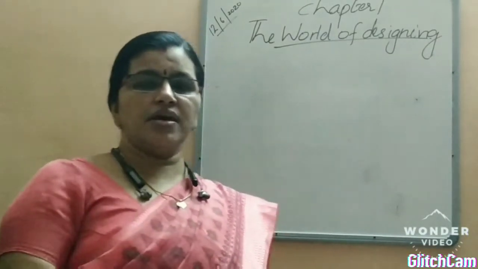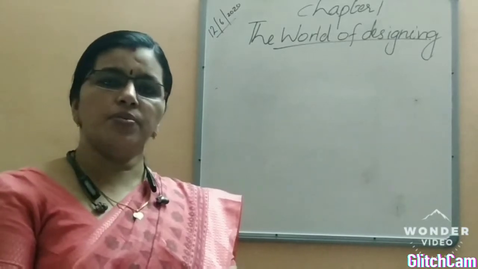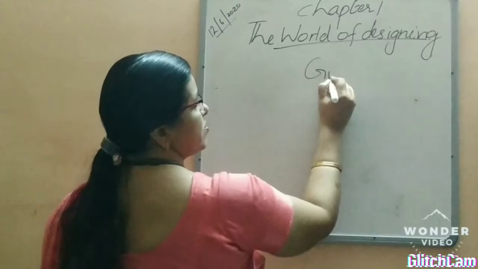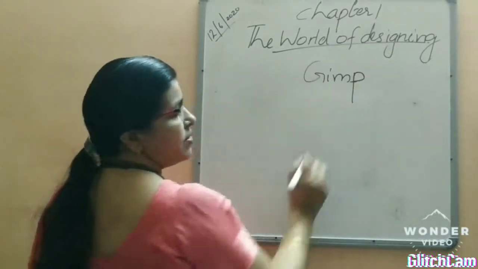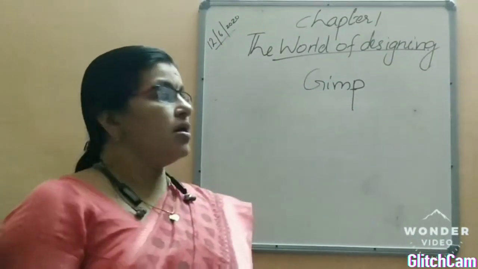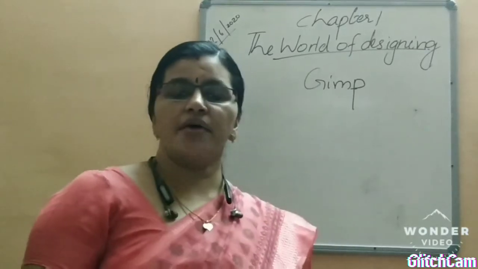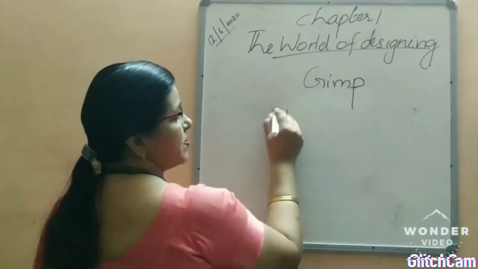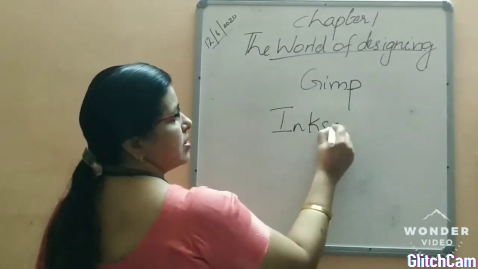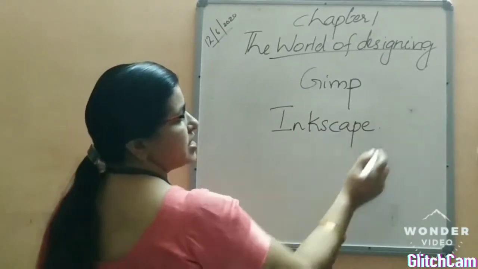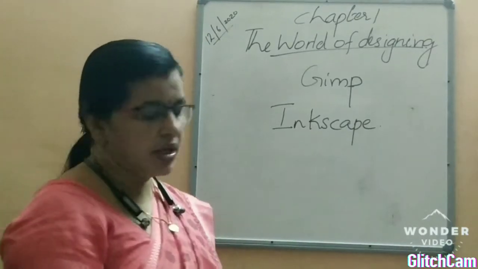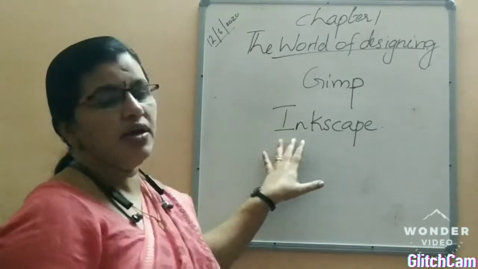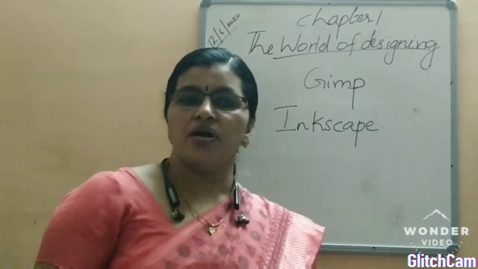In 8th and 9th standard, we learned about an image editing software, that is GIMP. Do you remember the GIMP software? In 10th standard, we have to learn about the image editing software INKSCAPE. We learned about the GIMP software. It is used for image editing. In the same way, INKSCAPE is also used for image editing.